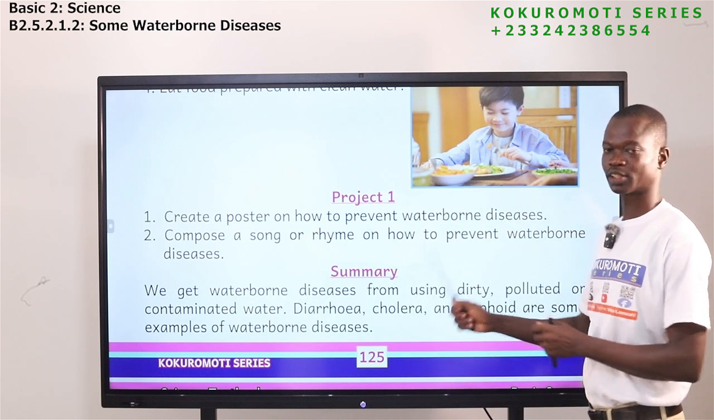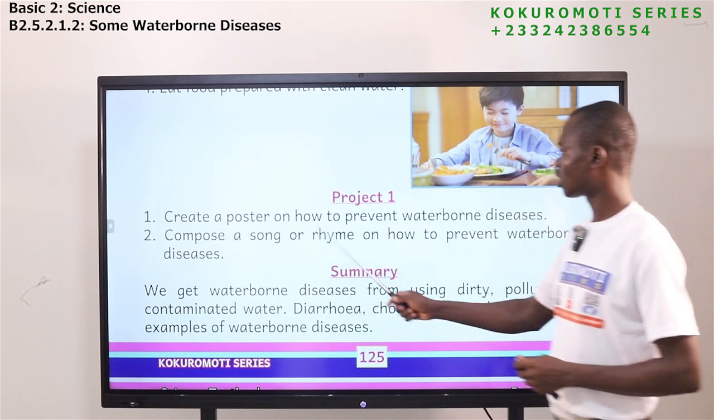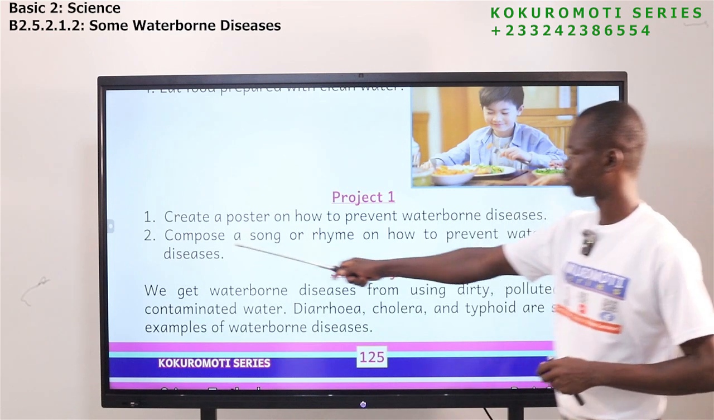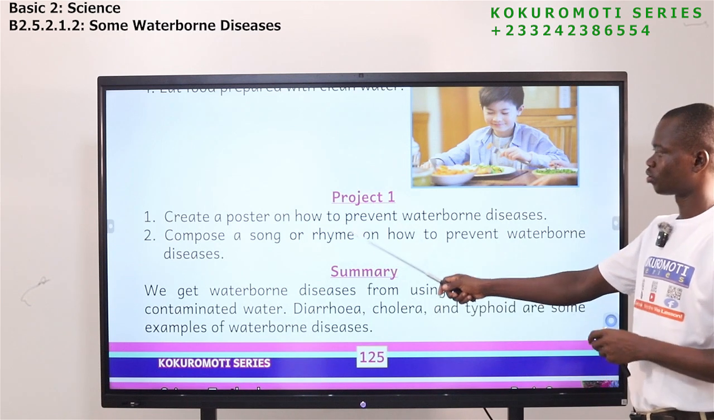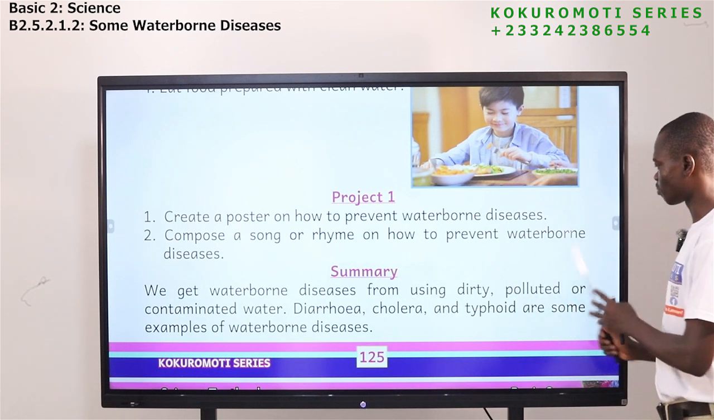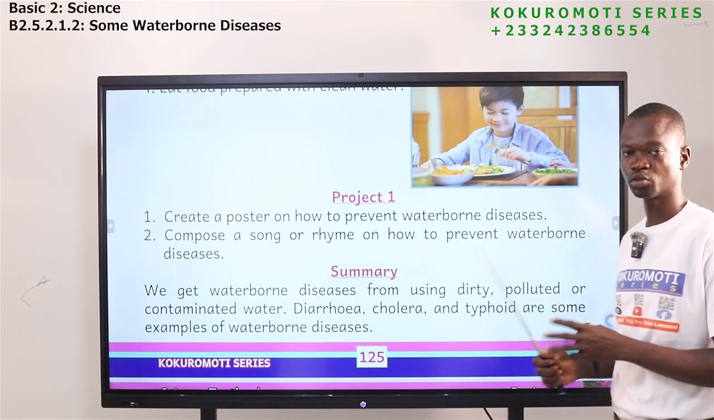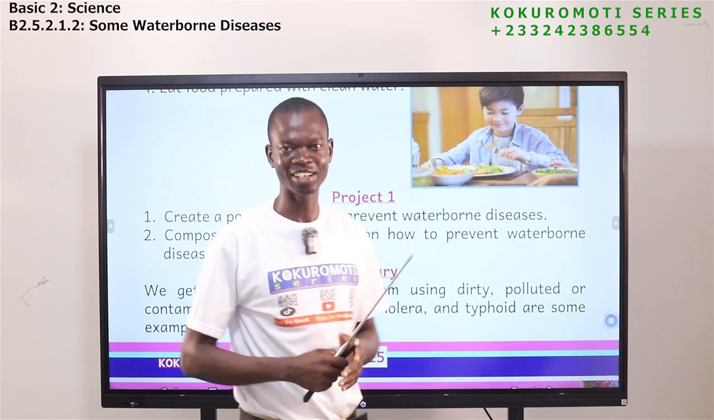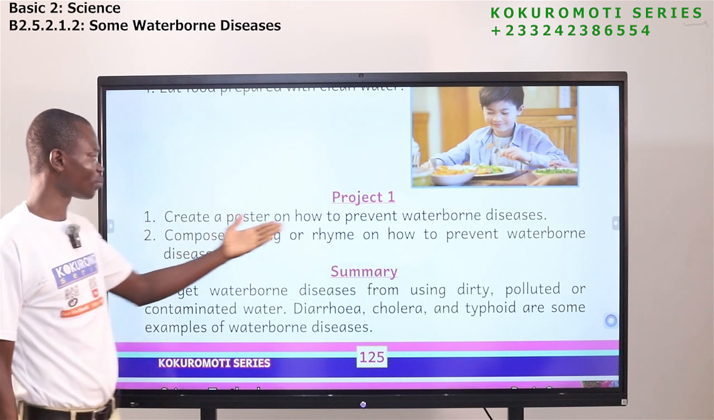Now, project 1: create a poster on how to prevent waterborne diseases. 2: compose a song or rhyme on how to prevent waterborne diseases. So these are the things that you are going to do under the project. This is a big project for you, and I expect that you do a good job for me as well. So here you are to create a poster.